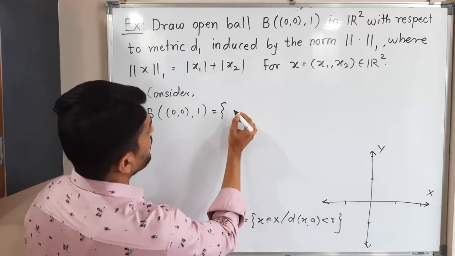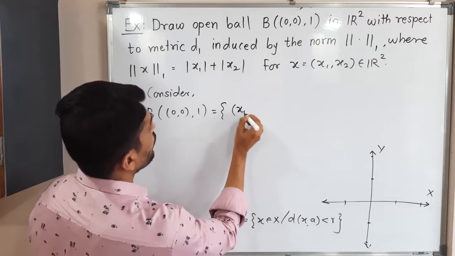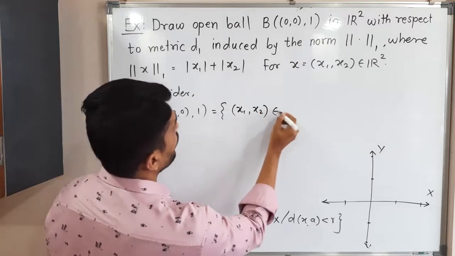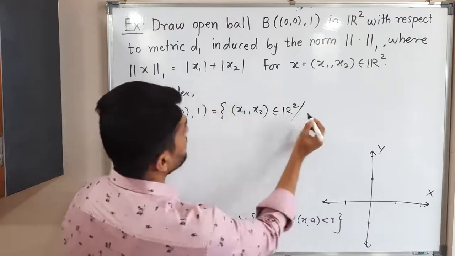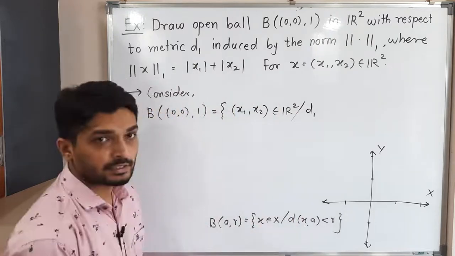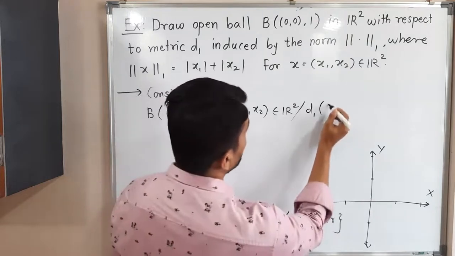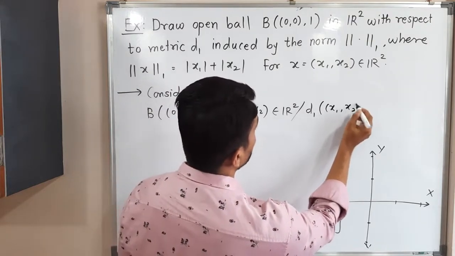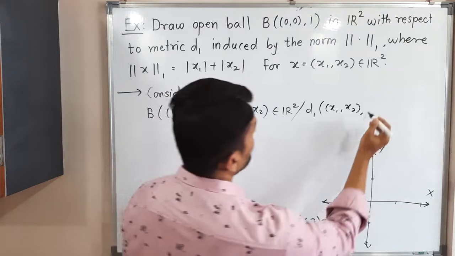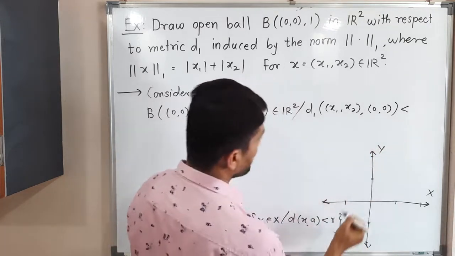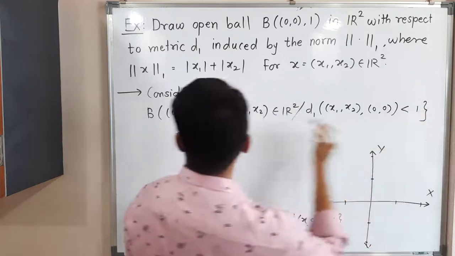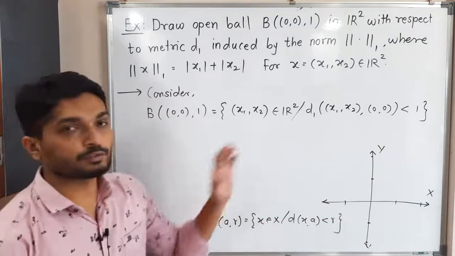We have to take one element of R2. I'm taking (x1, x2) belongs to R2 such that d, they have given the metric d1. Let me write d1 here: d1 of x, that means the point (x1, x2), and a, the center of that ball, which is (0, 0), less than the radius, which is 1. So using the definition we could write it.